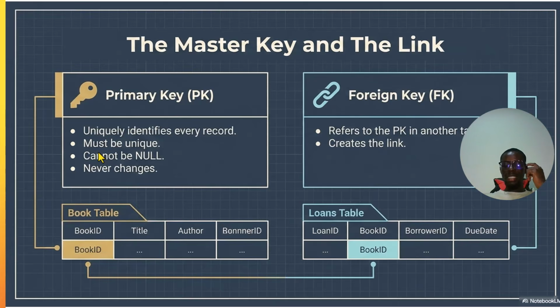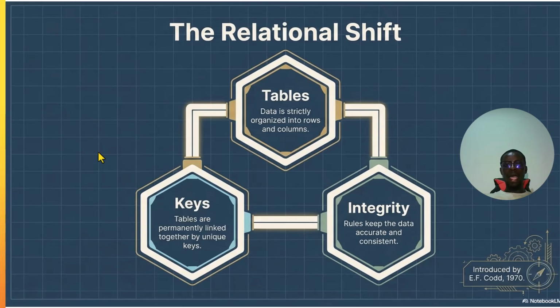Now the master key. As I was talking about keys or entity, we have two keys. In here I talked about keys. That is the three things that make up what? A relational database. That is keys, tables, and integrity. So keys, we have two types of keys. That is the foreign key and the primary key.